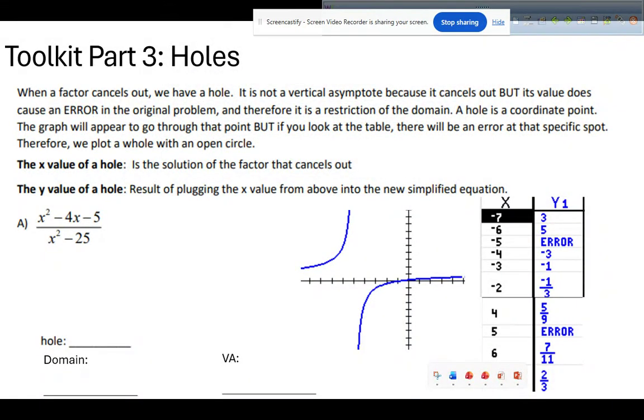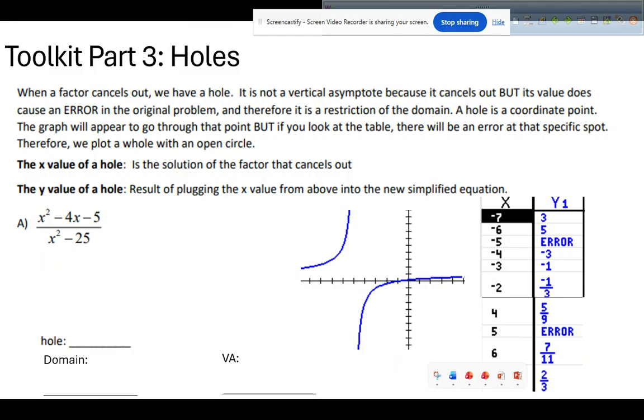I am not going to change anything about the order that I did this problem. I'm going to keep it the same. In your toolkit, I think there's only a blank for the hole. I'm adding in domain and vertical asymptote to your notes because I want to continue to tie that in so you can see that these 3 things work together. On your warm-up, the domain and the vertical asymptote work together. If there's a hole, that works with the domain and vertical asymptote too.